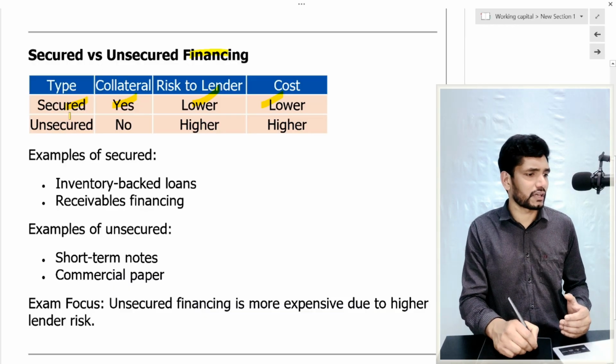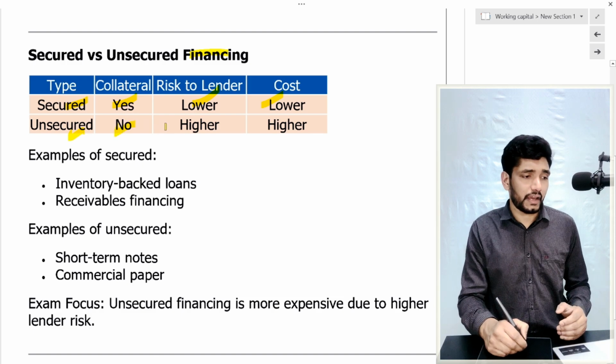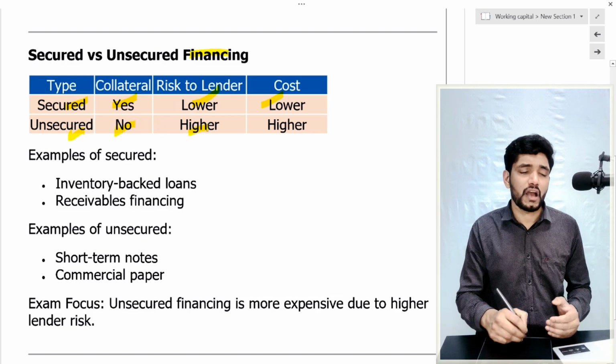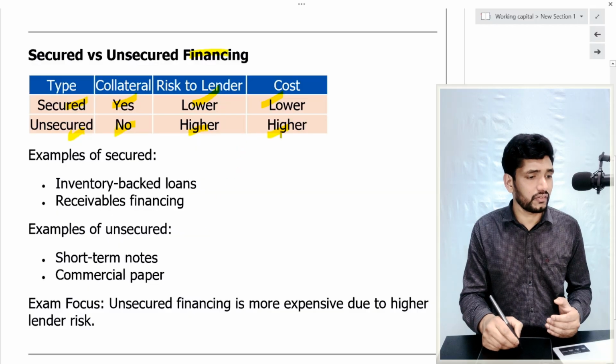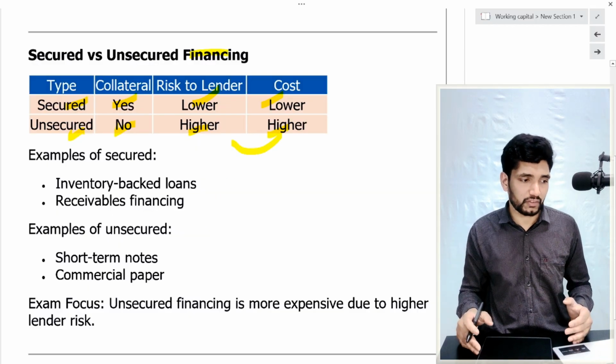financing. If it is unsecured, there is no collateral. Again, the risk to the lender is much higher, and to meet this risk, they will increase the borrowing cost as well.